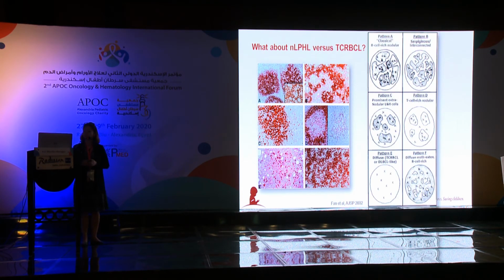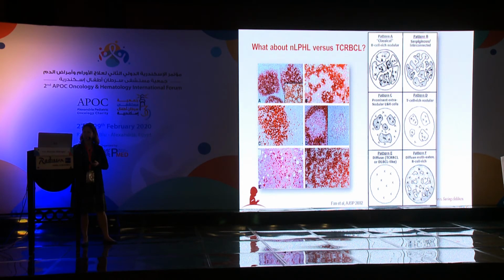So you can see that pattern A would be a B-cell-rich nodular pattern, so that's just a typical LP Hodgkin lymphoma. But then you start having some changes. Pattern B is serpiginous, interconnected. Then pattern C is prominent, so you see that your prominent extranodular LP cells. Here you have them outside.